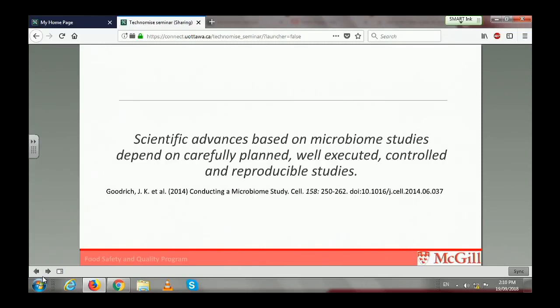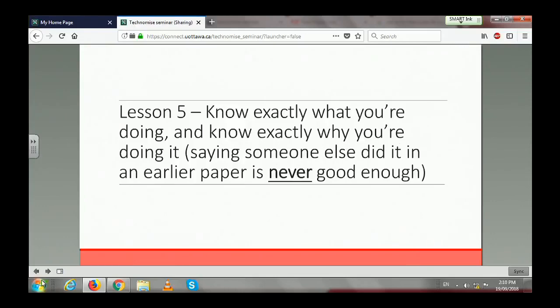And this is a quote. Rob Knight is actually the senior author on this paper. Everyone probably knows Rob Knight. But scientific advances based on microbiome studies depend on carefully planned, well-executed, controlled, and reproducible studies. And just going out and sequencing things are not any of these things, which is what so many people are doing right now. So don't be one of those people. I was one of those people. You don't want to be one of those people. So know exactly what you're doing and know exactly why you're doing it when you're doing science, but especially microbiome studies.